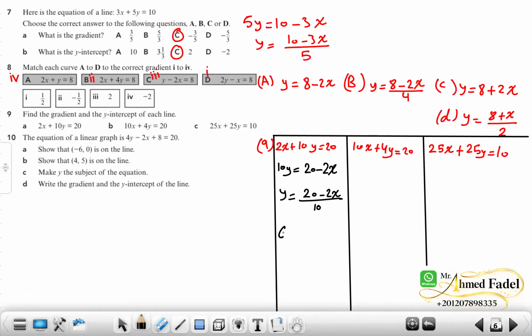The gradient is what? The gradient equals negative 2 over 10, which is negative a fifth, in the simplest form. Oh, sorry, I didn't get the y-intercept. The y-intercept is 20 over 10, which is just 2.